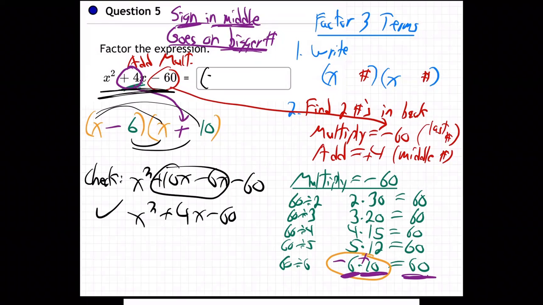So the answer, though, is the x minus 6, x plus 10. Again, either order. You could have the 10 coming first and then the 6. It doesn't matter. But the signs do matter. The plus sign has to be on the 10 and the minus on the 6, wherever they're at. And so there we go.